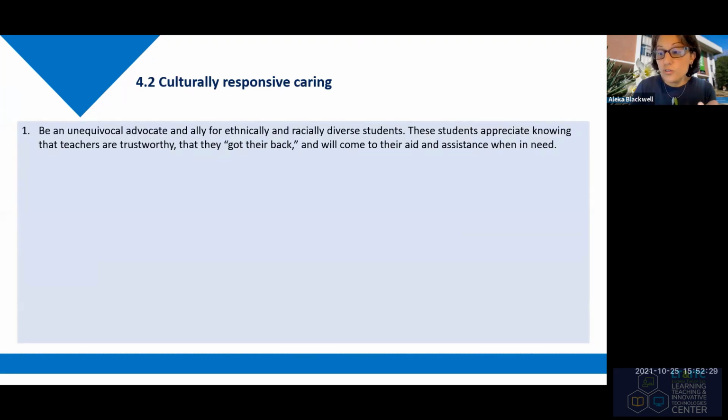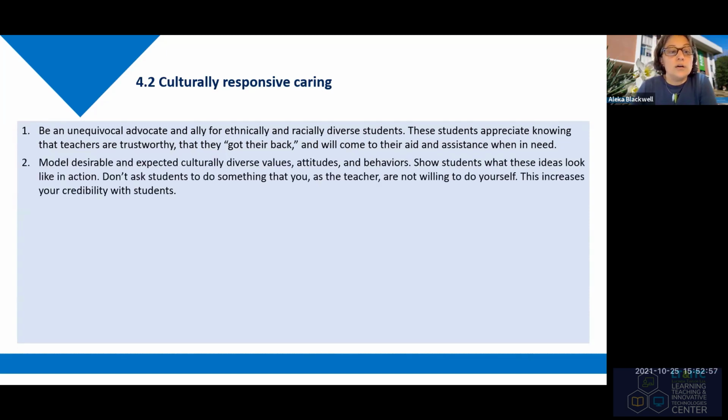And I want to go over a few just to give you a sense of the kinds of ways in which she proposes becoming a culturally responsive teacher and also staff member, and also to start with, just simply being a person who cares about being culturally responsive in any context. And the kinds of suggestions are illustrated here. So for example, be an unequivocal advocate and ally for ethnically and racially diverse students. Model desirable and expected culturally diverse values, attitudes, and behaviors. So show students what that looks like in action.